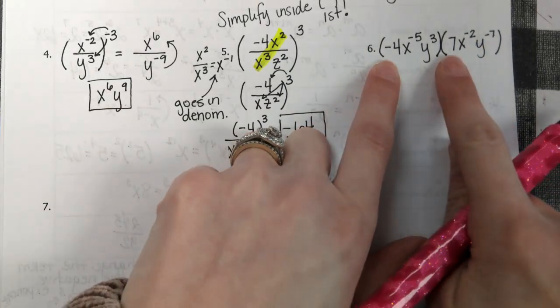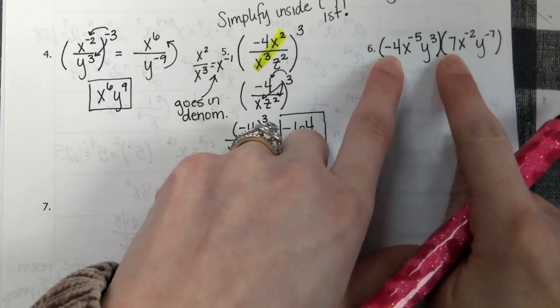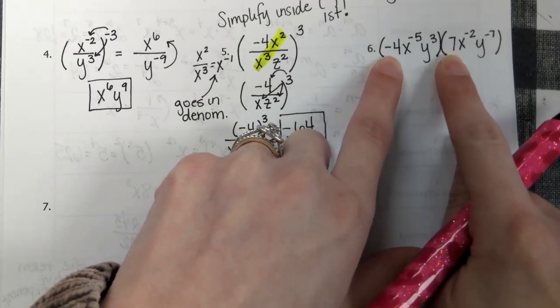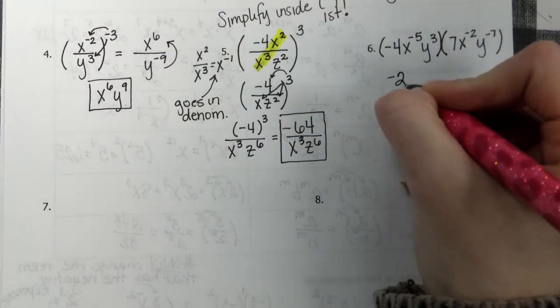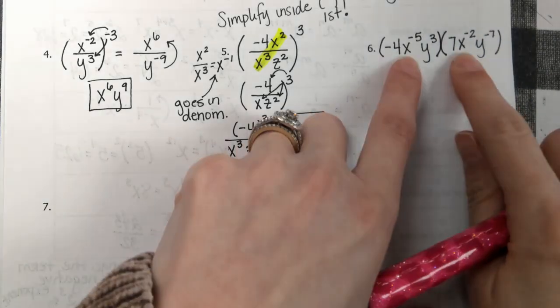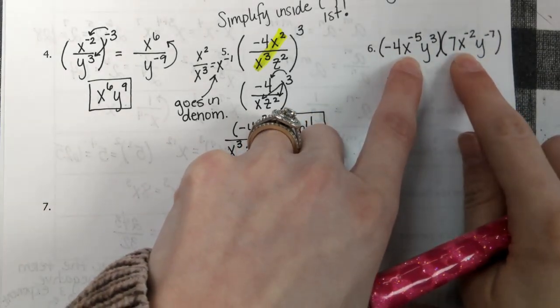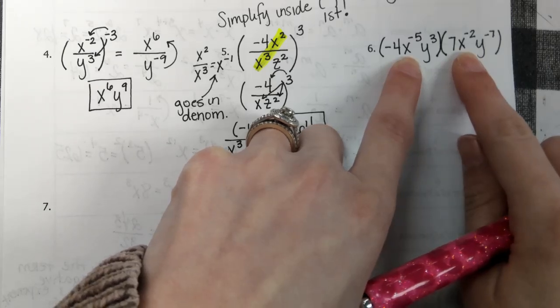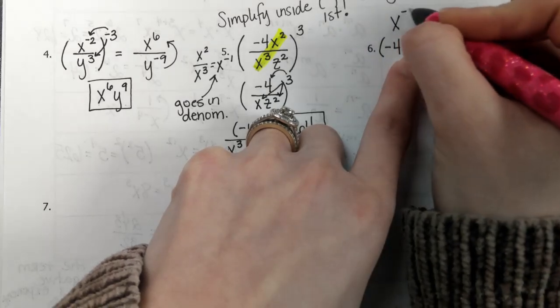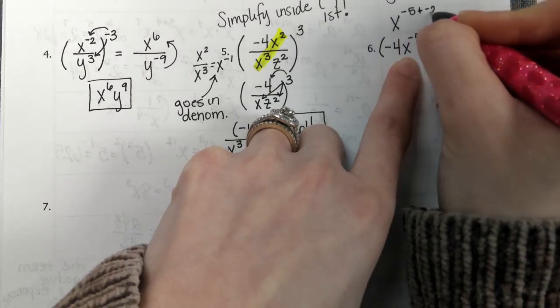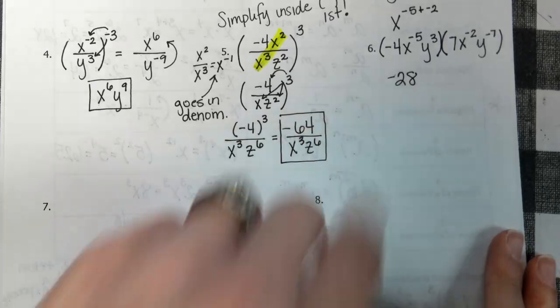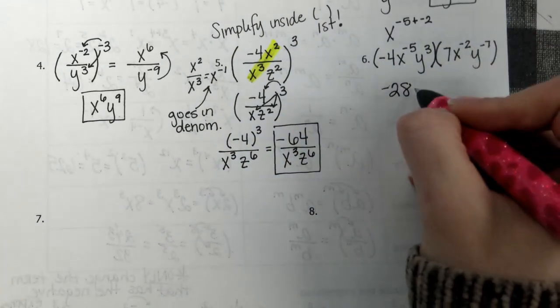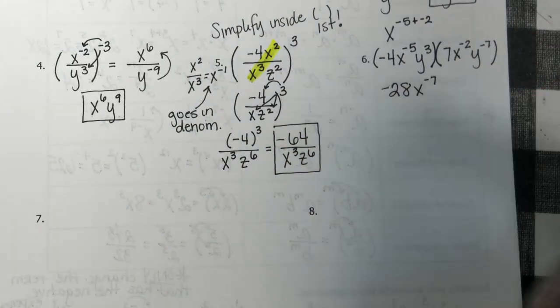You're going to multiply like terms, okay? What's negative 4 times 7? Negative 28. When I multiply x to the negative 5th times x to the negative 2 power, when I multiply like bases, what do I do with the exponents? I add them. So I have x to the negative 5 plus negative 2. What's negative 5 plus negative 2? So I have x to the negative 7th power.